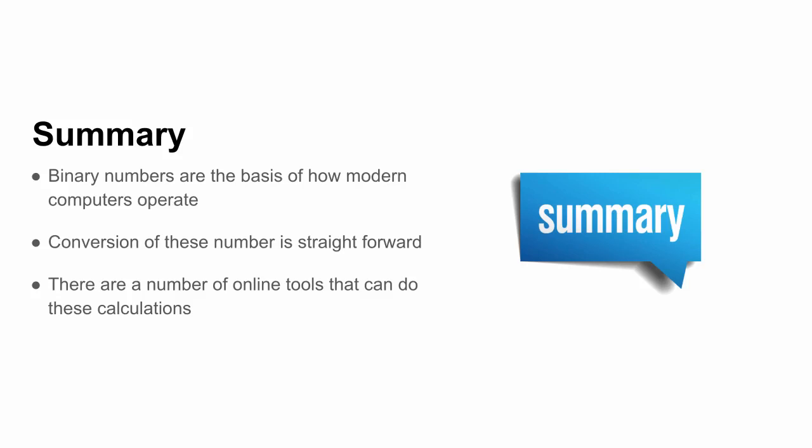And that's really it. So in summary, binary numbers are the basis of how modern computers operate. They are digital computers, and they use ones and zeros for computations. Conversion of these numbers is straightforward. It's just a mechanical process. You have to practice it a few times so that you make sure that you have the method down. And there are also a number of online tools that can do these calculations.